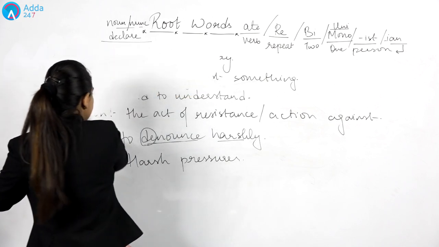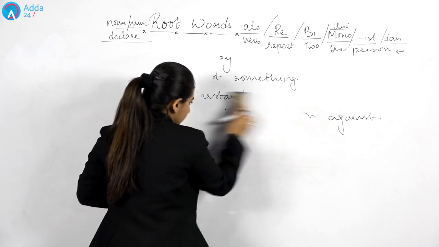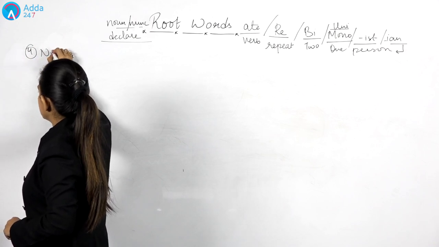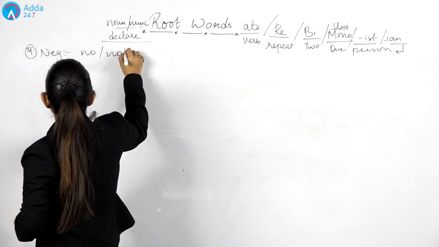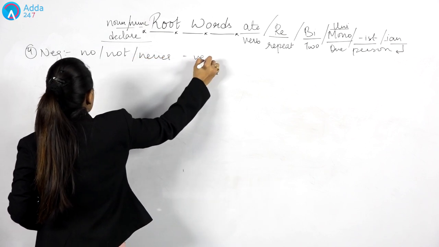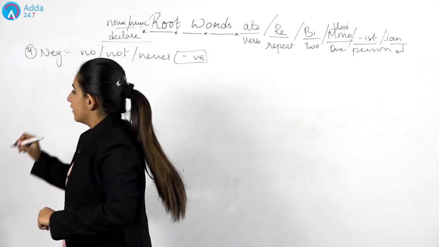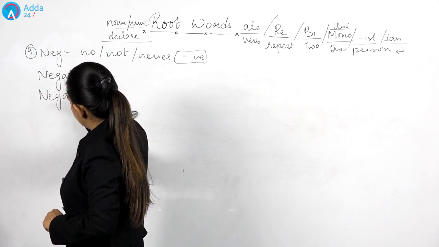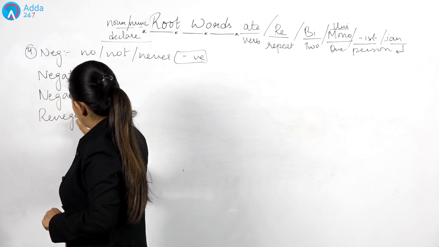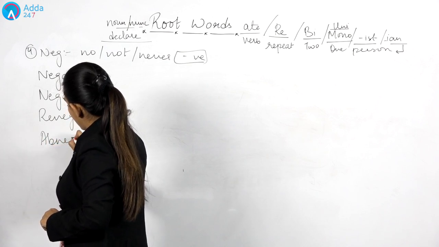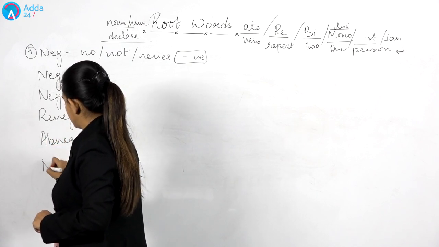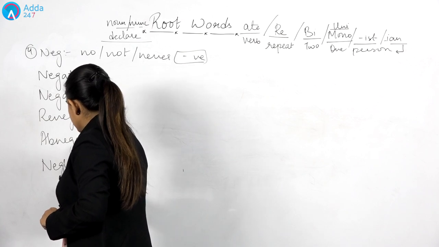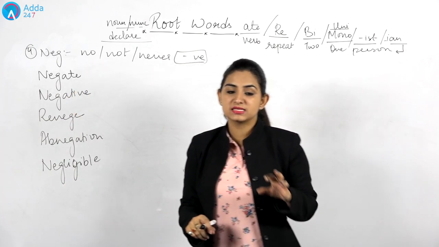Now, moving further, we have some more words. We'll talk about nouns and nuns in a later video. Now, the next root here is neg. That talks about being no, not, never. Actually, this will define something being negative, right? For example, we have the word negate, we have negative, we have renege, we have abnegation, we have negligible. Now, understand the meanings of each word, because each word has neg in it.